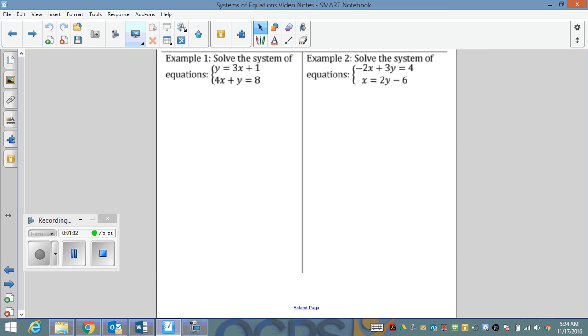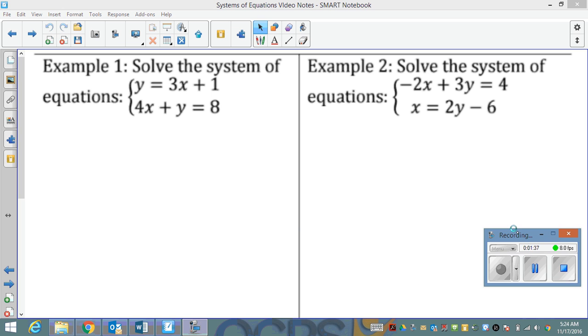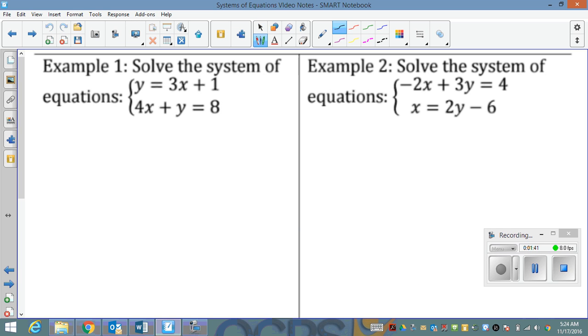So starting with example 1, we want to solve this system of equations. And remember, a system of equations just means that you have more than one equation and you're using the same variables. When we say we want to solve, what we are looking for is the point that makes both equations true. Okay. Now we could graph these, but we don't want that to be our only method for several reasons. So substitution is what we're going to use here.